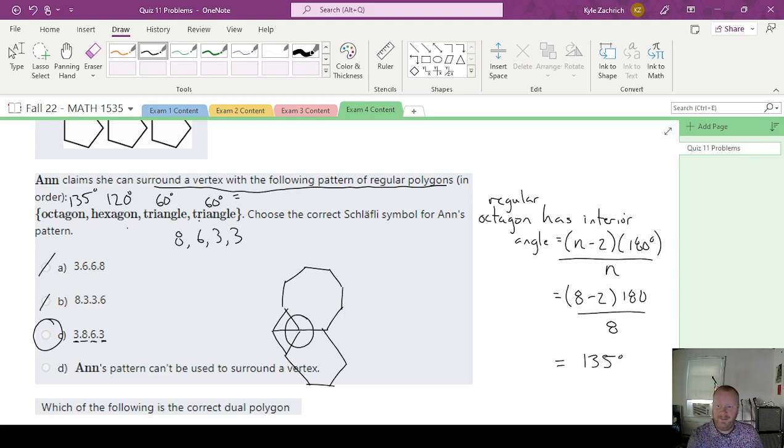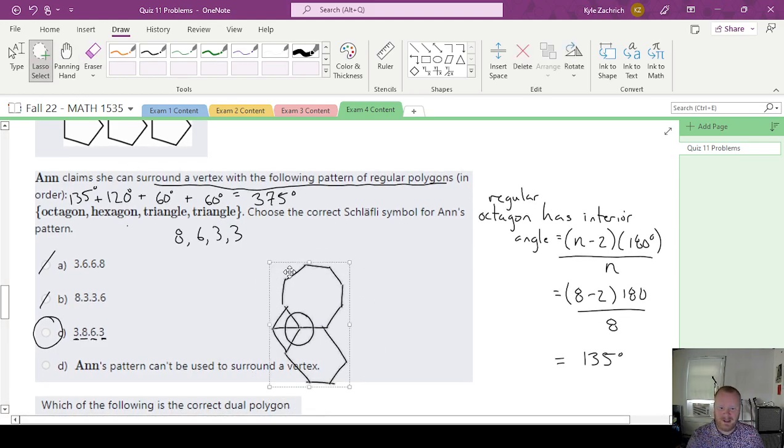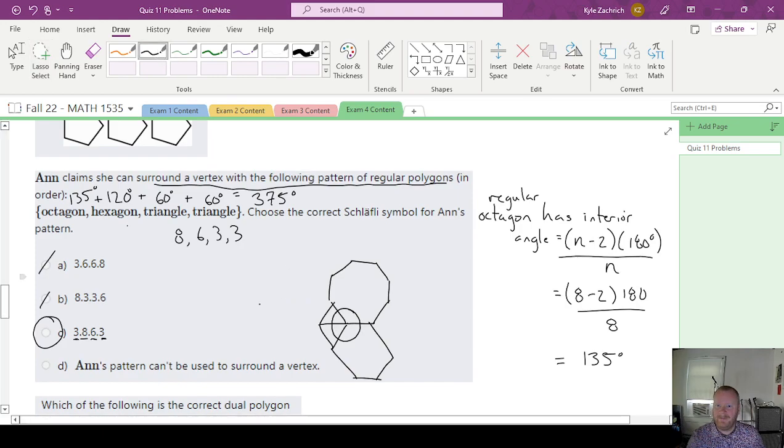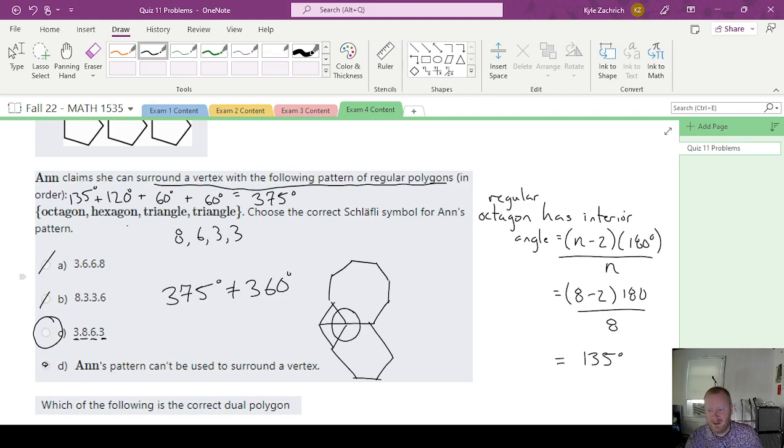If I add these up, let's see, 60 plus 60 is going to be 120, plus 120 is 240. So this is going to be 375 degrees when I add them together. Needs to be exactly 360 degrees. So even though my crude drawing may seem like it's making it possible, that is not actually the case. So we'll just make a statement here that makes sense when we look at it later. Without the video, 375 is not equal to 360 that we want. So it turns out this cannot be used to surround a vertex.